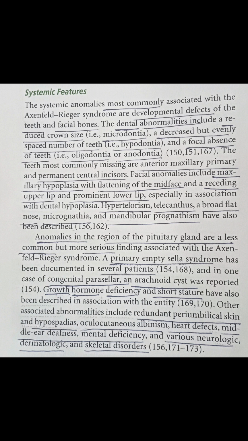Anomalies in the region of the pituitary gland are a less common but more serious finding associated with Axenfeld-Rieger syndrome. A primary empty sella syndrome has been documented in several patients, and in one case of congenital para-sellar, an arachnoid cyst was reported. Growth hormone deficiency and short stature have also been described in association with this entity. Other associated abnormalities include redundant periumbilical skin and hypospadias, oculocutaneous albinism, heart defects, middle ear deafness, mental deficiency, and various neurologic, dermatologic, and skeletal disorders.